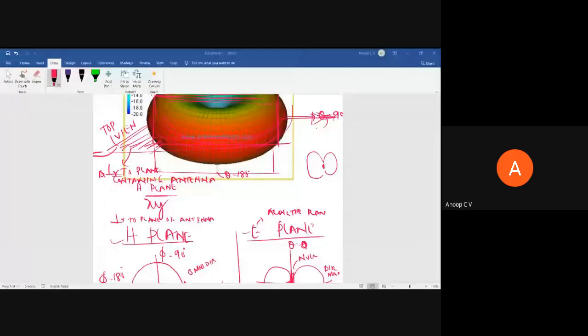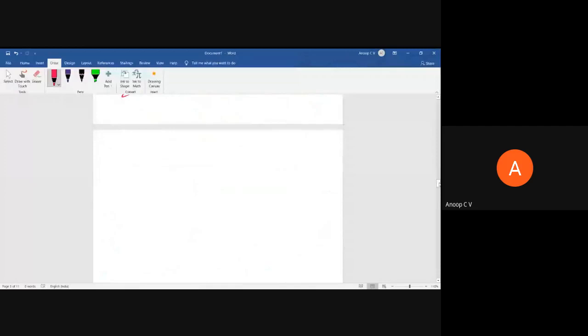Okay, the next point I want to teach you is about an isotropic radiator. This was asked many times in exams. What is an isotropic radiator?